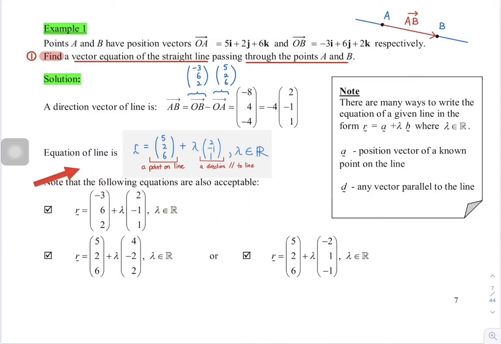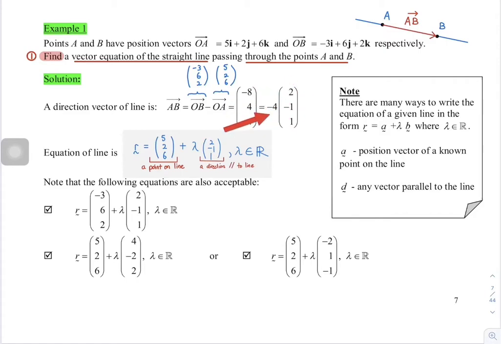So to form the vector equation of the line that passes through the points A and B, we need one particular point on the line. In this case, we have chosen the point A, so we use the position vector of the point A. And we need a direction parallel to AB. We found that the vector AB is given as (-8, 4, -4). Instead of using (-8, 4, -4), we actually use (2, -1, 1).